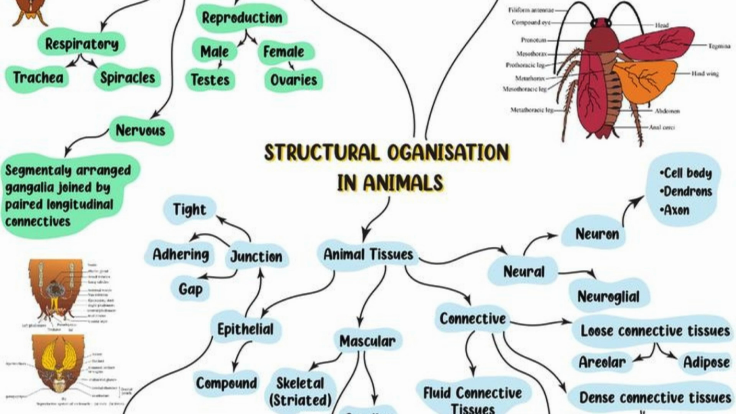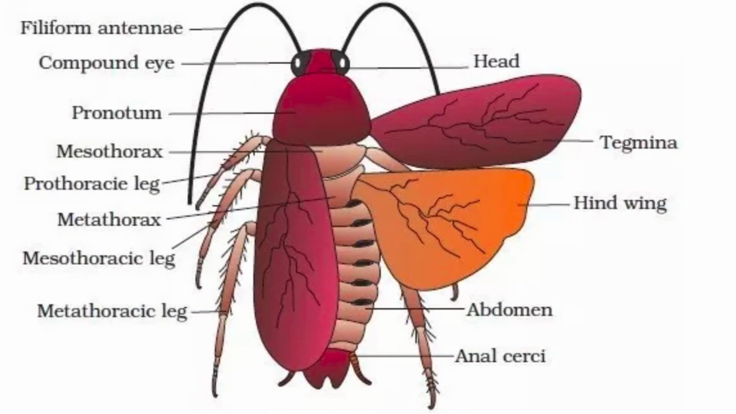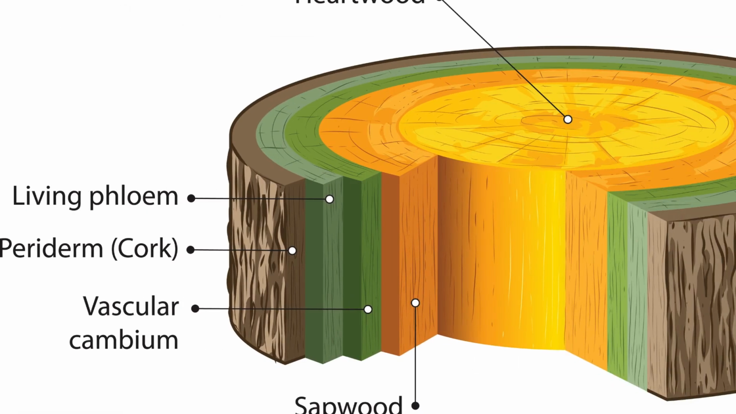Today, we'll dive into the fascinating topic of structural organization in animals from the Biology Simplified for NEET 2025 book. Are you ready to explore? I'll make it simple for you. Let's start with the basics.